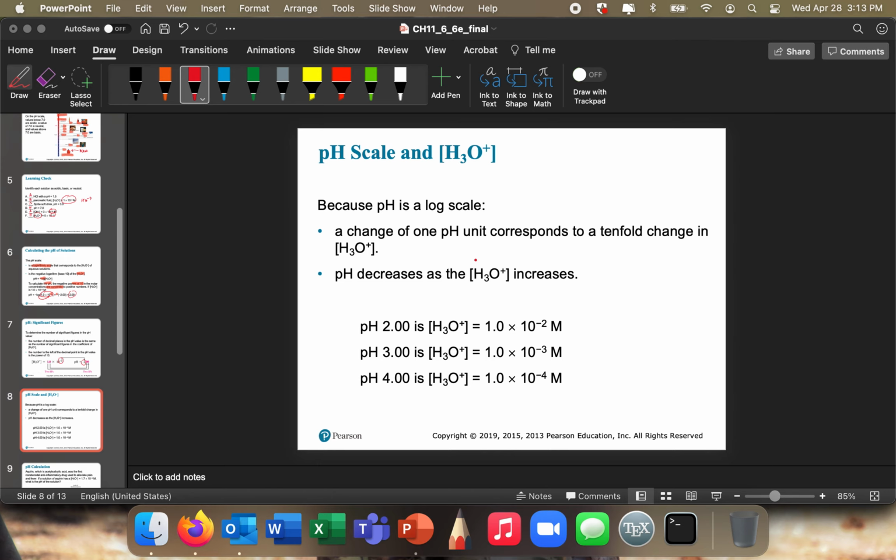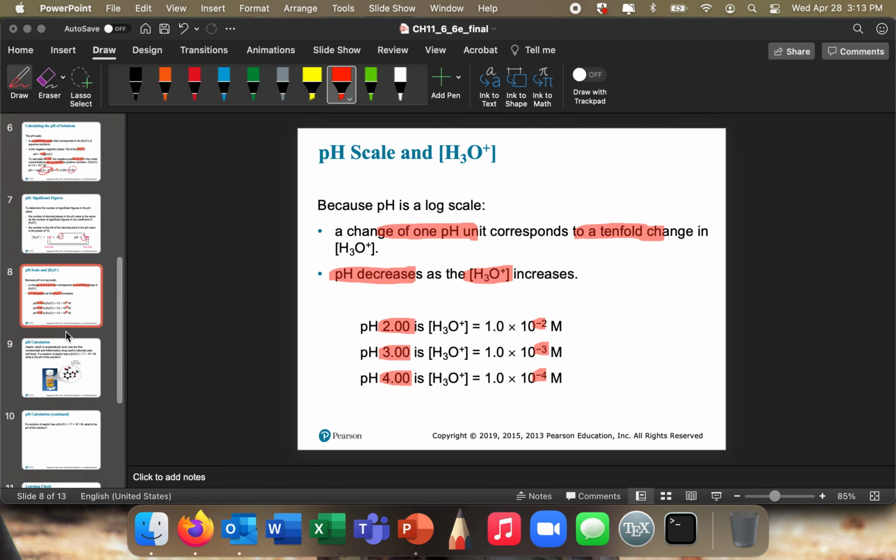Because the pH scale is a log scale, a change in one pH unit corresponds to a 10-fold change. This is going to be really difficult to appreciate until you do a bunch of calculations. And the pH decreases as the hydronium ion concentration increases. So a pH of 2 means your concentration of hydronium ion is 10 to the minus 2. pH of 3, it's 10 to the minus 3. You get what's going on here? 4 is 10 to the minus 4.